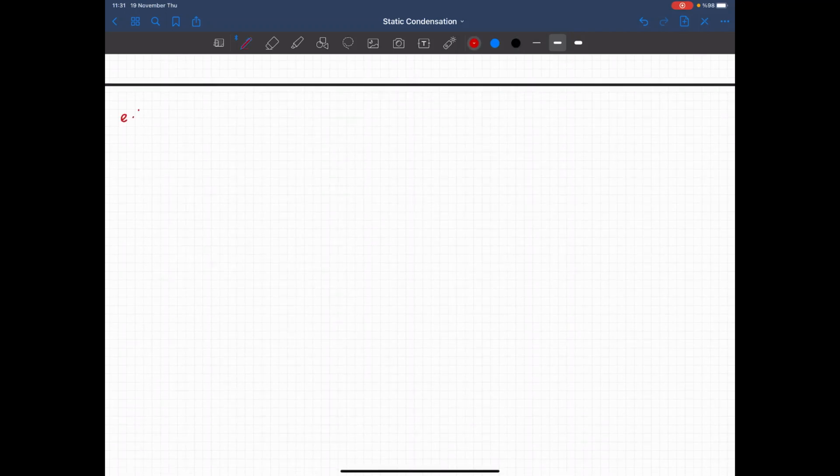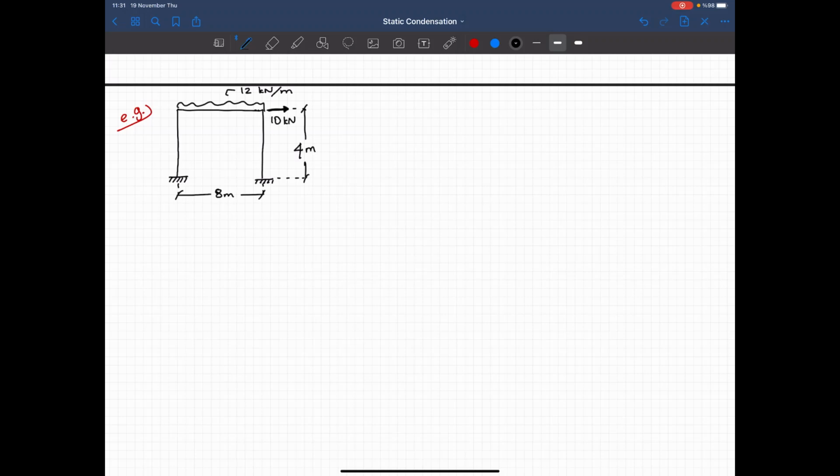Now let's work on an example problem. Now let's say that I have this frame. These are fixed supports. This distance is 8 meters. That distance is 4 meters. I have a uniformly distributed load, 12 kilonewton per meter. And I have a point load here, which is equal to 10 kilonewtons. And I'm assuming axial rigidity in this frame.